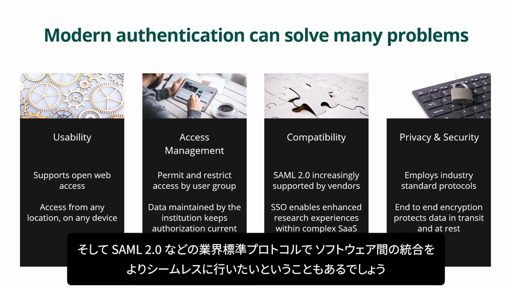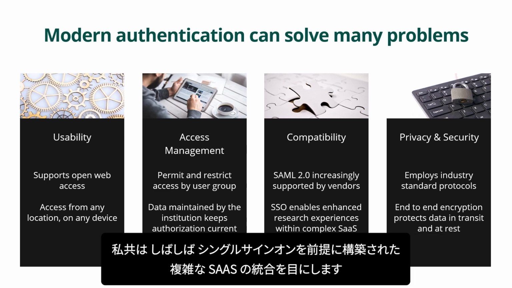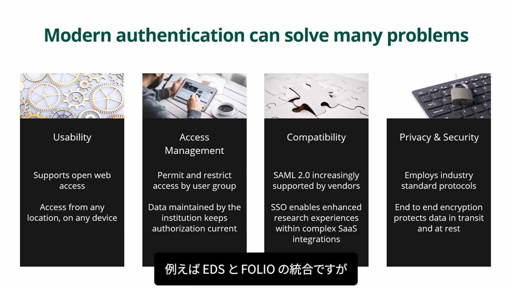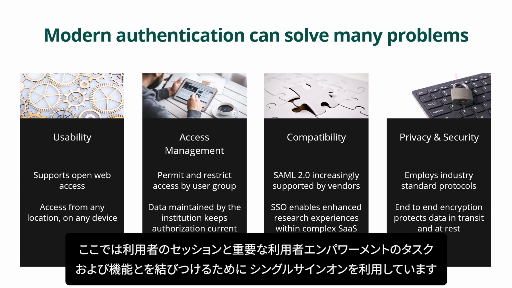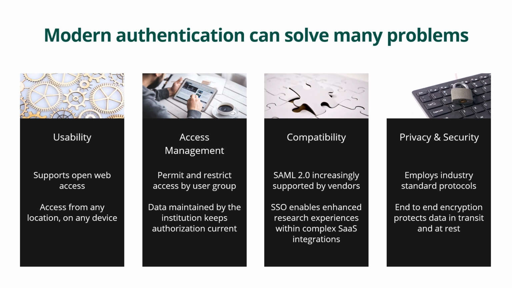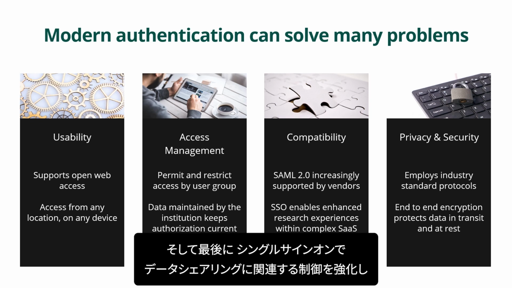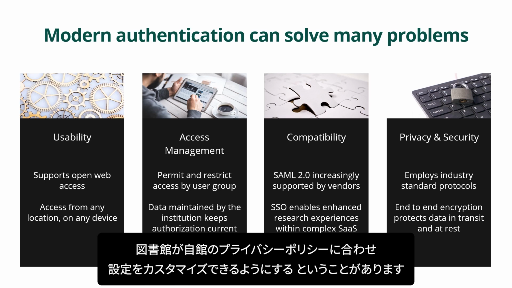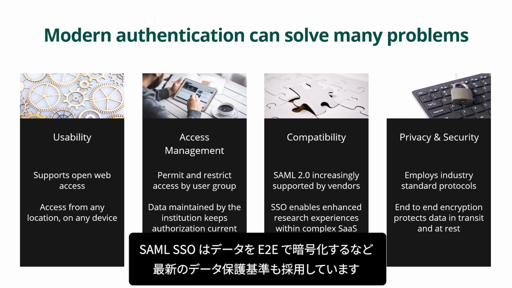Its industry standard protocols, such as SAML 2.0, allow for more seamless integrations between software products. Oftentimes, we see complex SaaS integrations built upon single sign-on. An example is EDS and Folio, where that integration uses single sign-on to connect the user session with important patron empowerment tasks and functionality. And finally, single sign-on enhances control as it relates to data sharing, allowing libraries to customize their configuration to meet their own privacy policies. SAML SSO also employs modern data protection standards, such as end-to-end encryption of data.